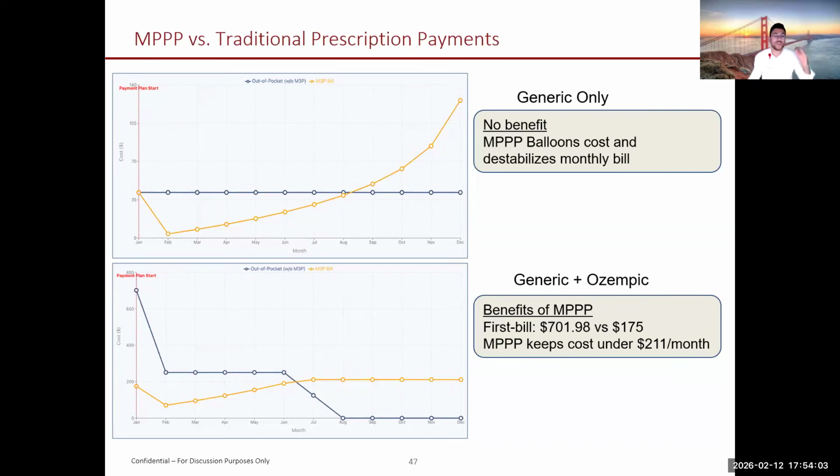So keep an eye on the M3P, and if you think it will be helpful for you, again, it doesn't save you money, but it does help distribute the cost, which a lot of the times can be helpful, especially if you're picking up multiple brand name drugs and you have a high deductible.